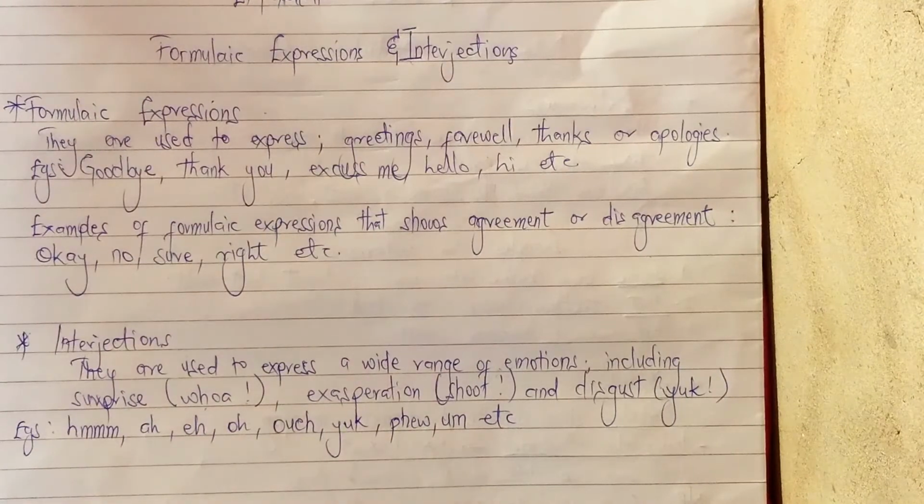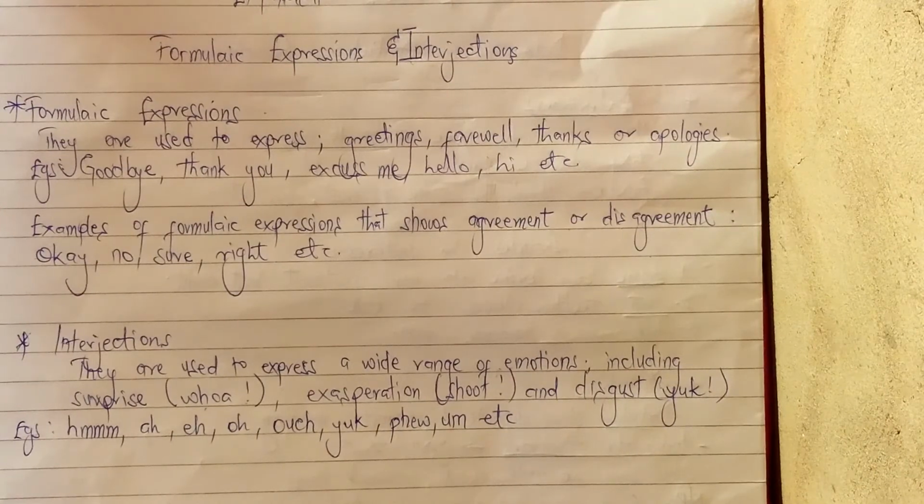Okay, so in some books, we see formulaic expressions and interjections being added as one because they are all grouped under one category called expressions and sometimes called formulaic expressions. And so in certain books, instead of interjections, you see these examples under formulaic expressions.